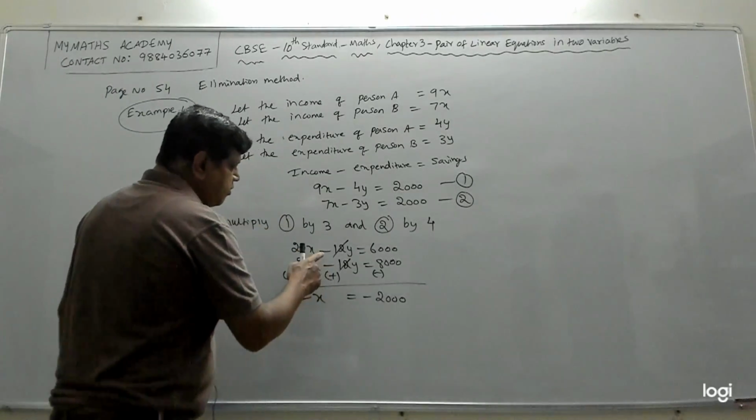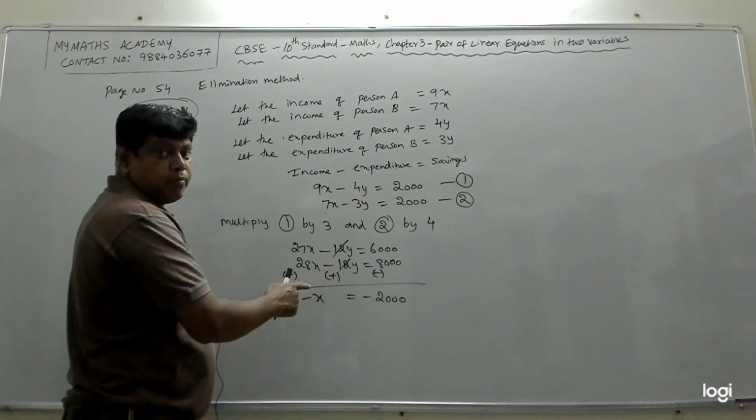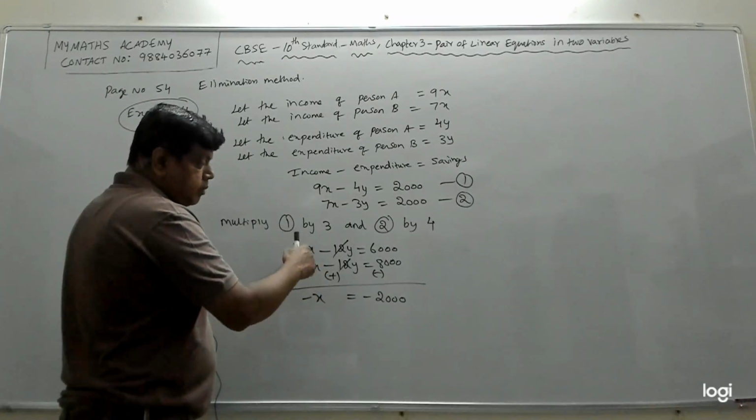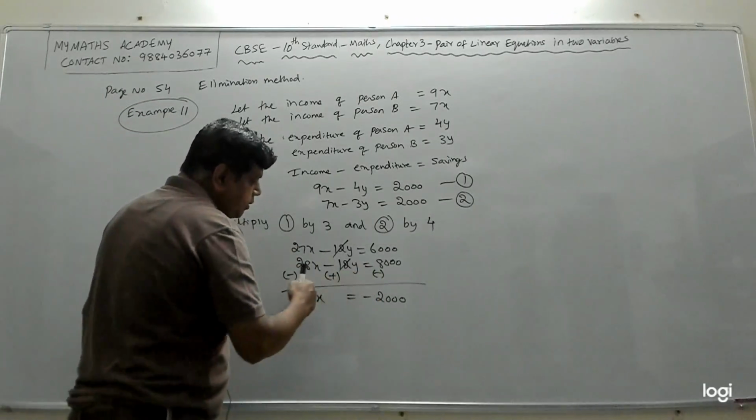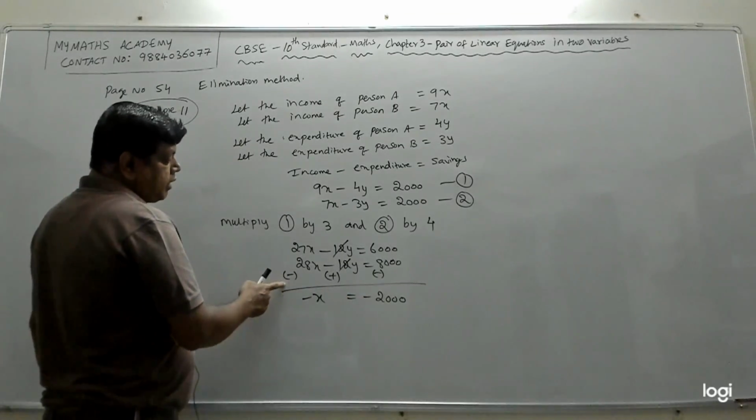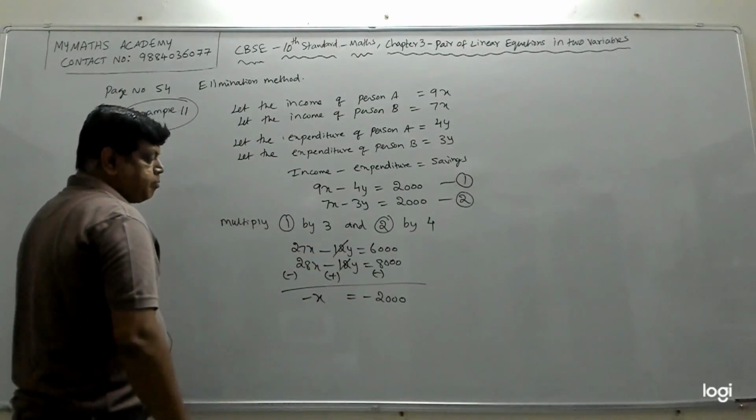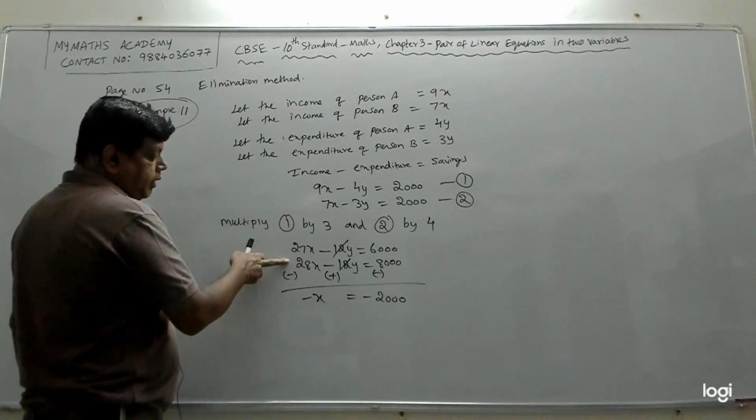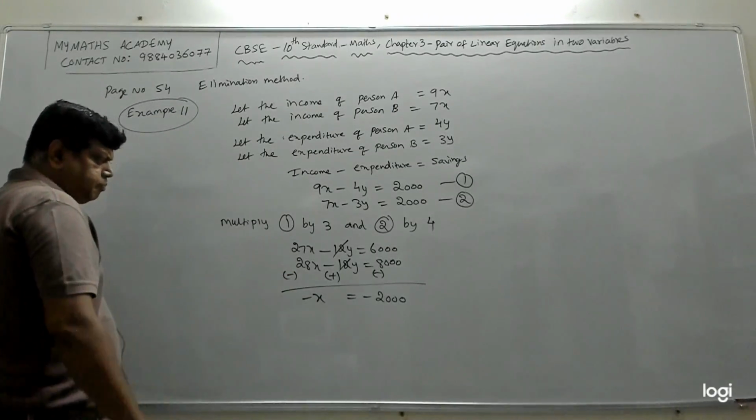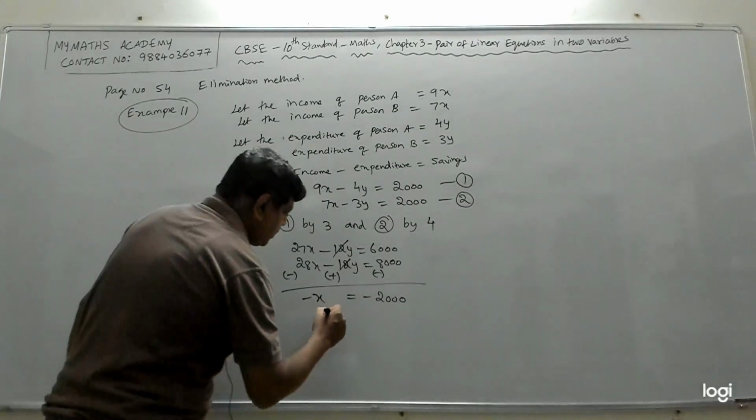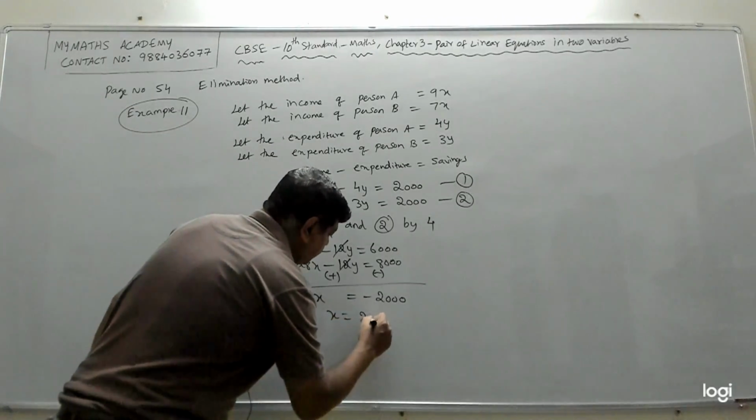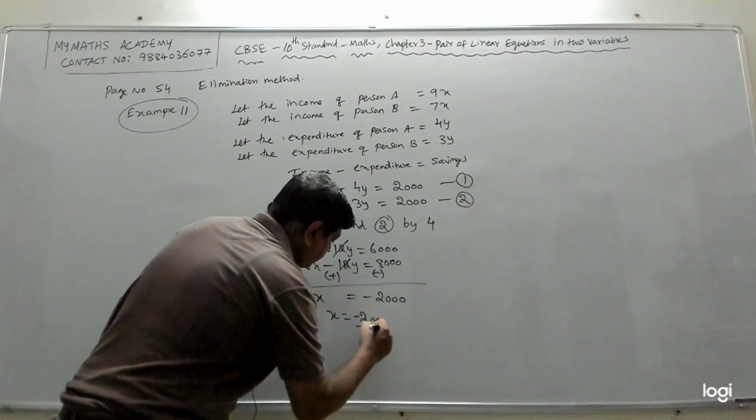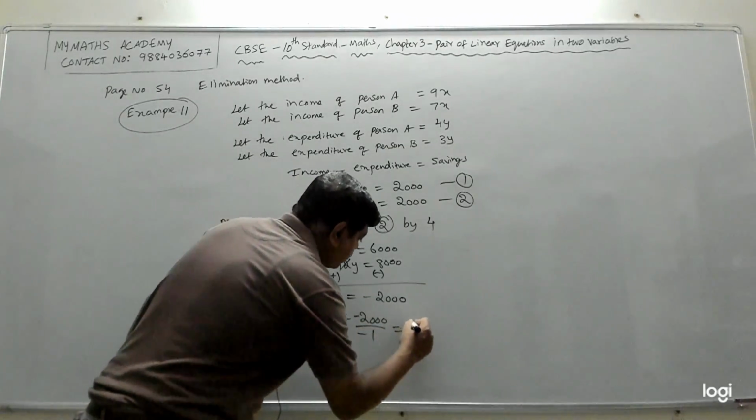So here the sign is, both are same. When the sign is same, I have to subtract, which means when I'm subtracting, I have to change the sign of the second equation throughout. Plus means minus, minus means plus. So wherever plus is here, I should put minus. If minus here, I should put plus. Now what is my x? Now x is equal to minus 2000 by minus 1. So I'll get x is equal to 2000.